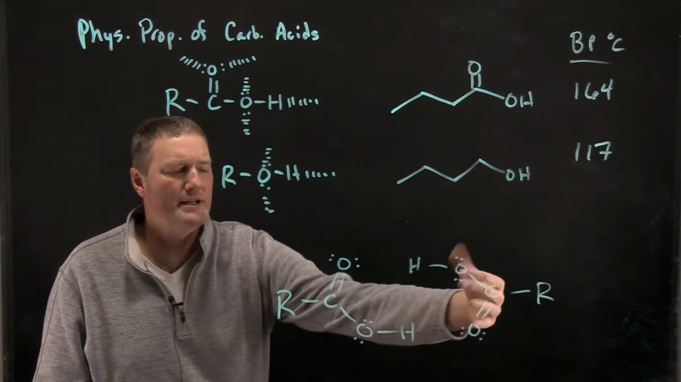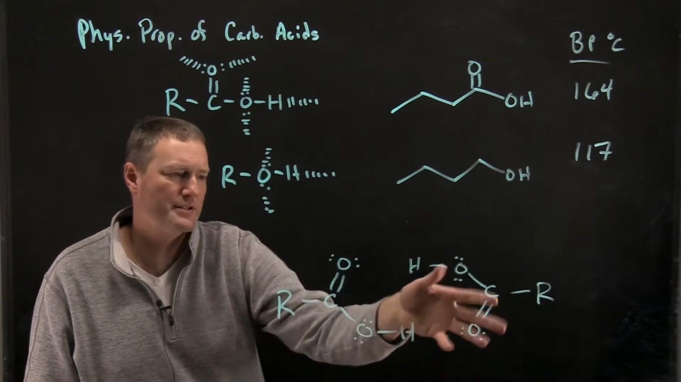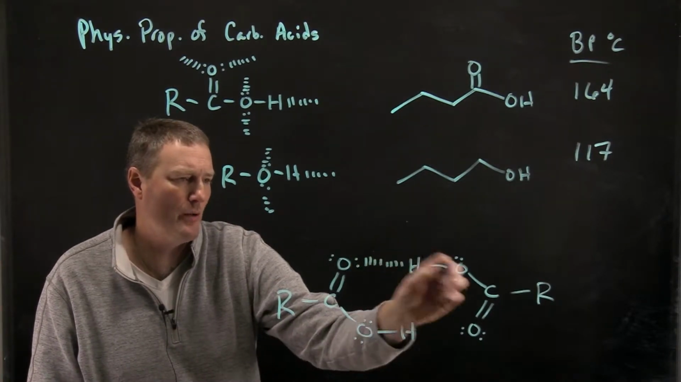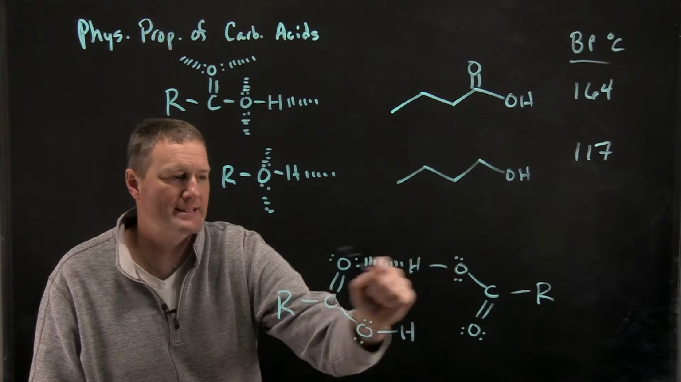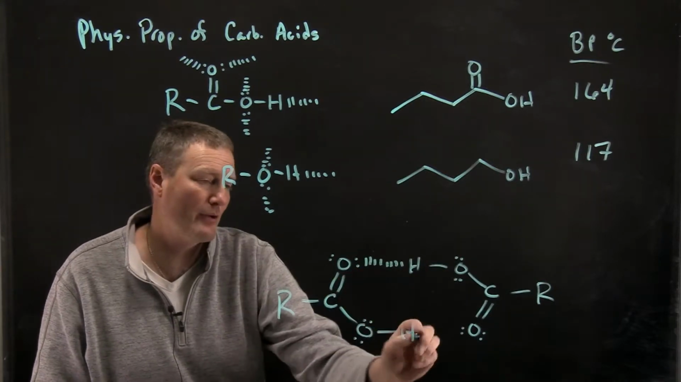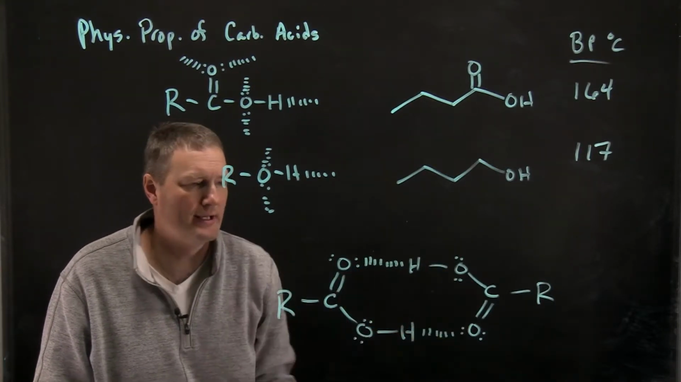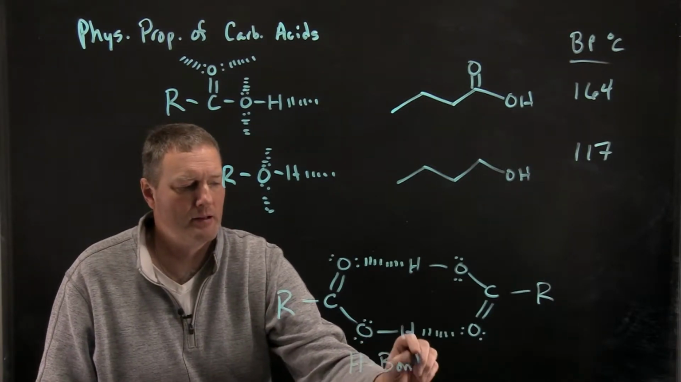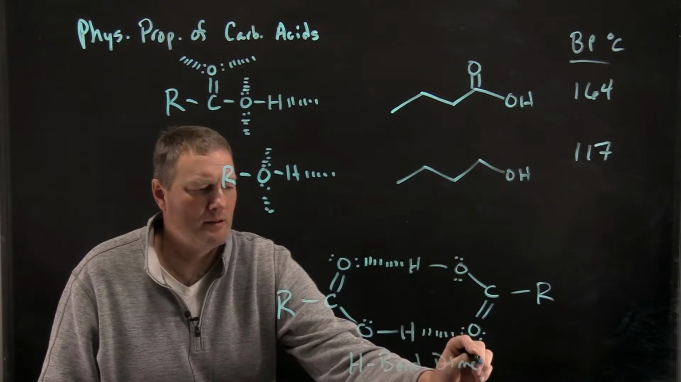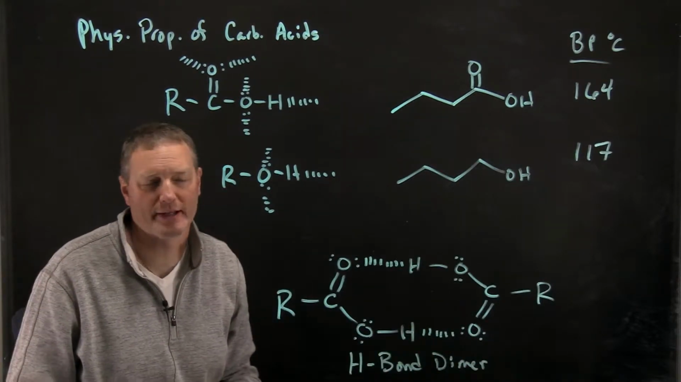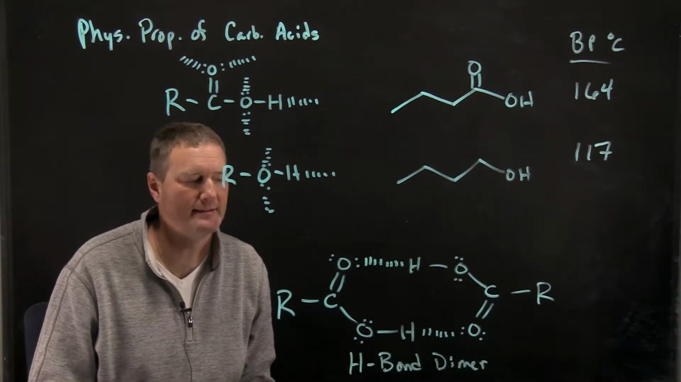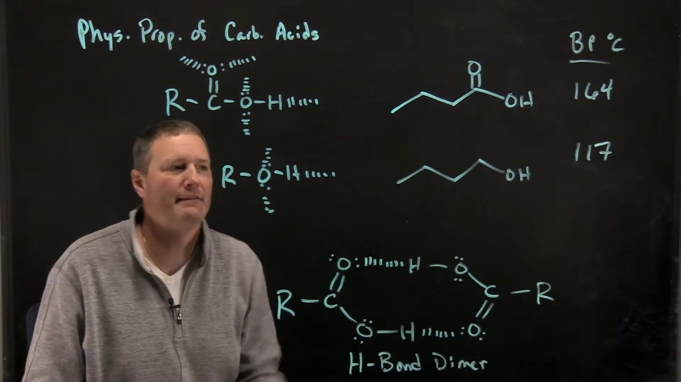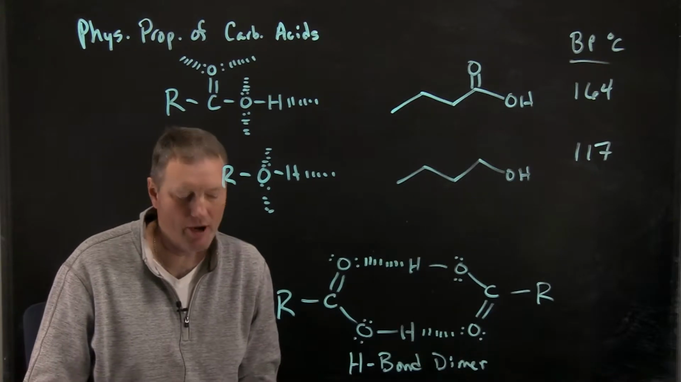what I've done is I've basically just flipped over this carboxylic acid so that I position one of the OHs on one of the carboxylic acids next to the carbonyl, and likewise this one is now positioned perfectly to form what's called a hydrogen bond dimer. And this is a structure that carboxylic acids would adopt, say, in the solid state, and would help explain why their melting points are so much higher than a corresponding alcohol.